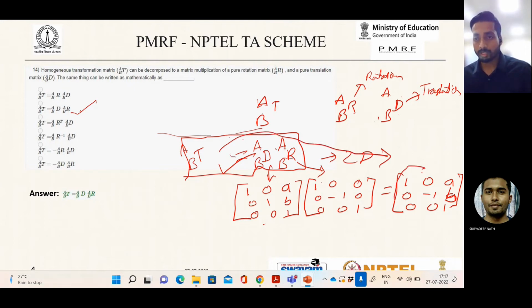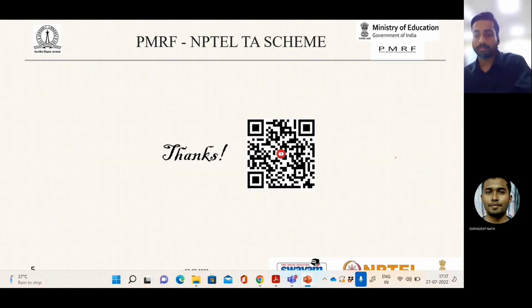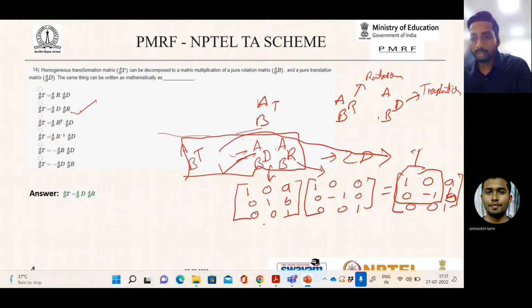As you can see, this is the rotation part, and here this is the translation part. You can verify this from this simple example. So the correct answer for this question is B.